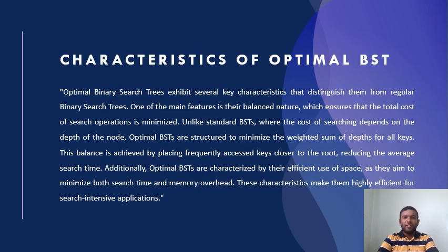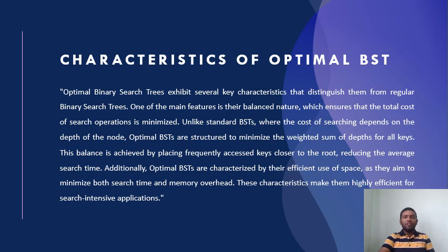Characteristics of optimal BST. Optimal binary search trees exhibit several key characteristics that distinguish them from a regular binary search tree. One of the main features is their balanced nature, which ensures that the total cost of search operation is minimized. Unlike standard BSTs, where the cost of searching depends on the depth of the node, optimal BSTs are structured to minimize the weighted sum of depths for all keys. This balance is achieved by placing frequently accessed keys closer to the root, reducing the average search time.